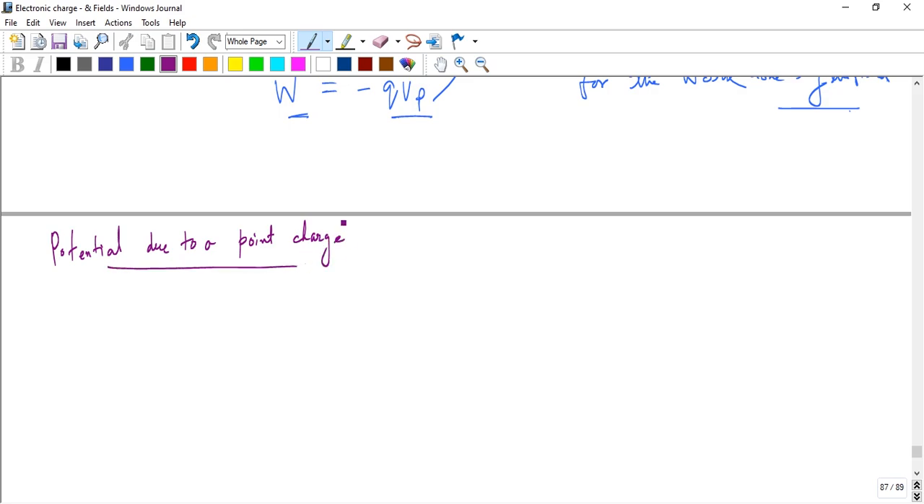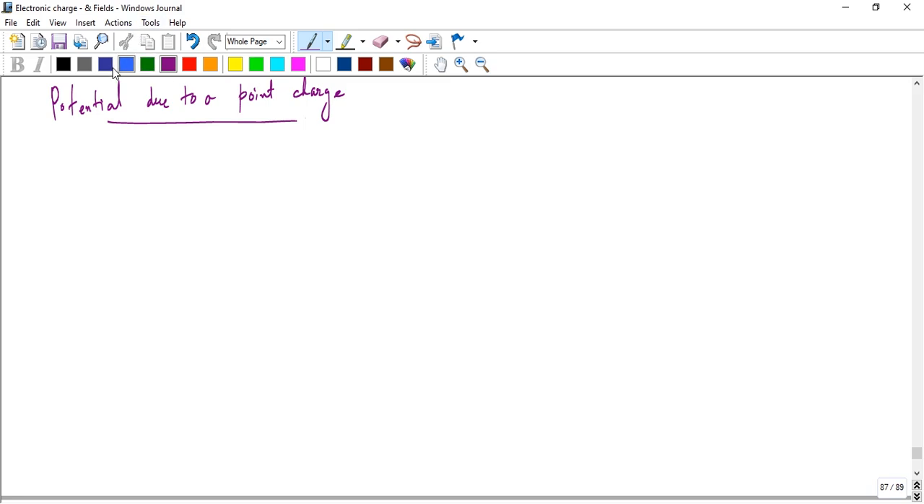Okay, potential due to a point charge. So we know that suppose that is a plus Q, a source charge, and that plus Q produces an electric field and also produces a potential. Now calculate the potential at point P, and suppose that point P lies here. Bring a test charge from infinity to point P.